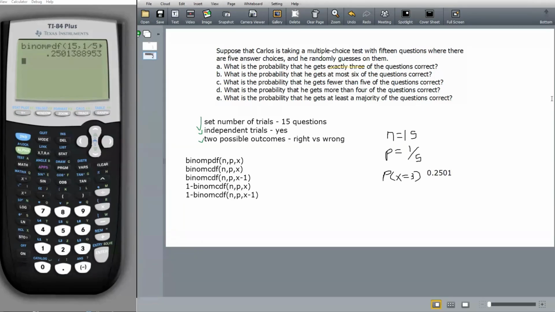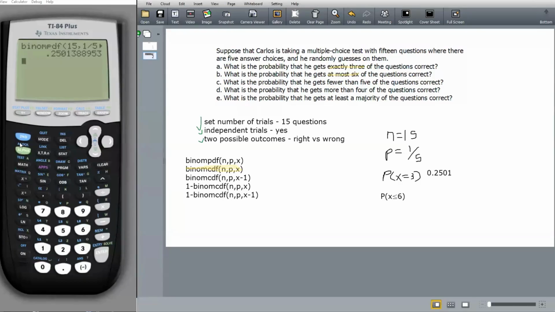For part B, it asks me what is the probability that he gets at most 6. At most is the same as less than or equal to. So in my probability notation, I can say P(X less than or equal to 6), which means that I want to use my second option for my preview when I substitute all my numbers in.